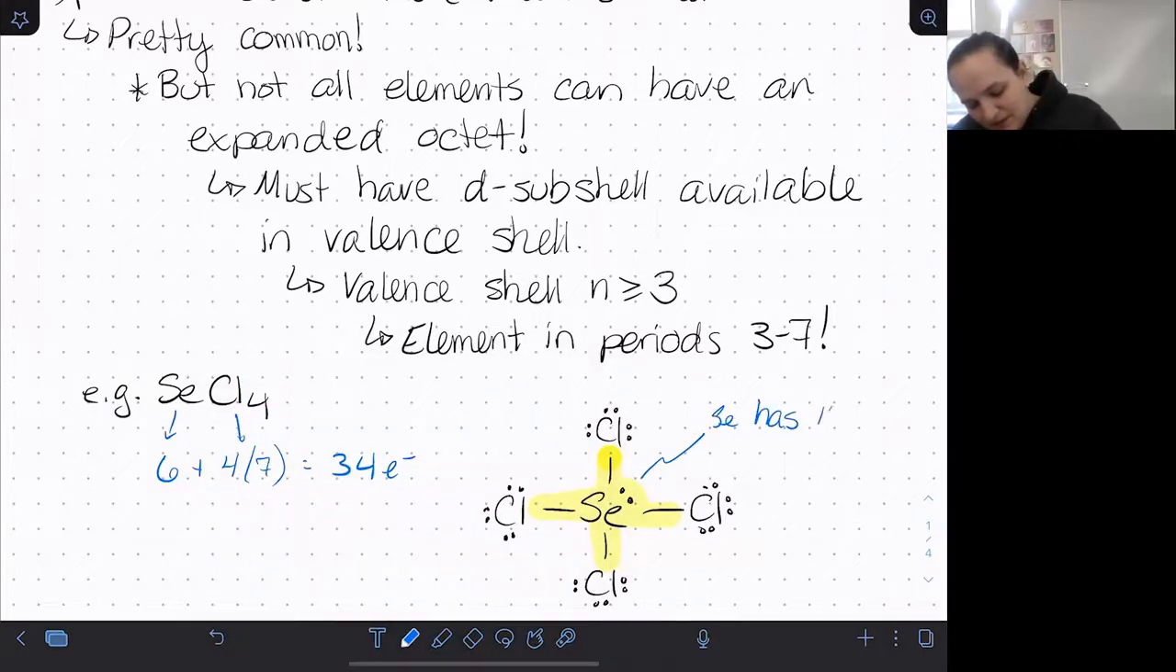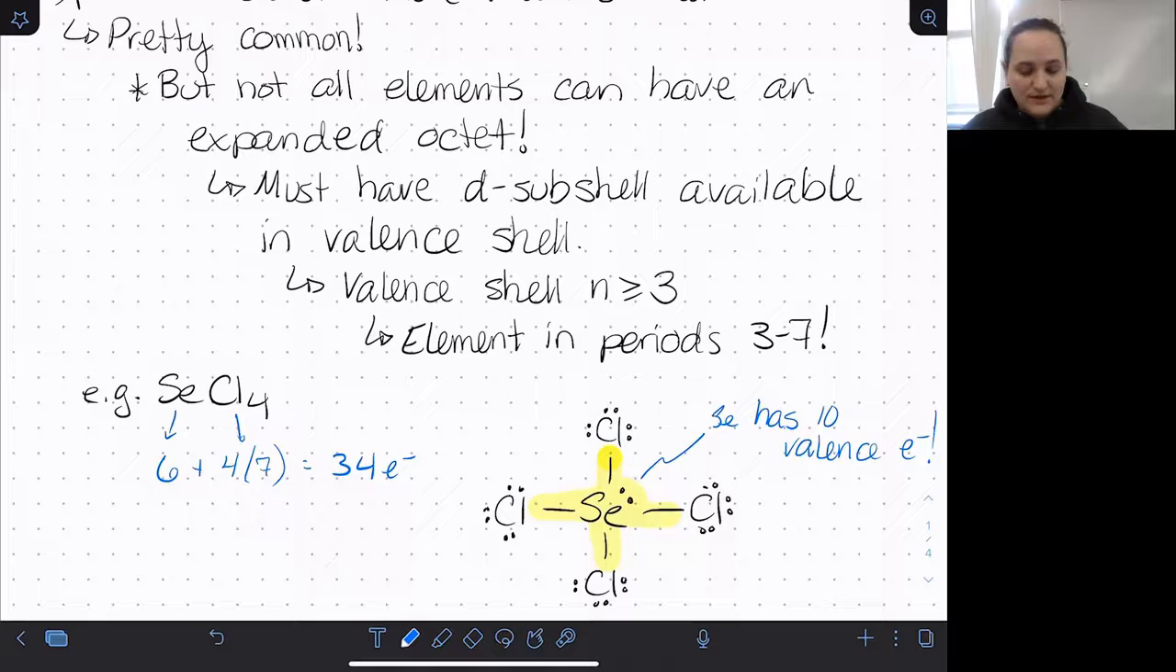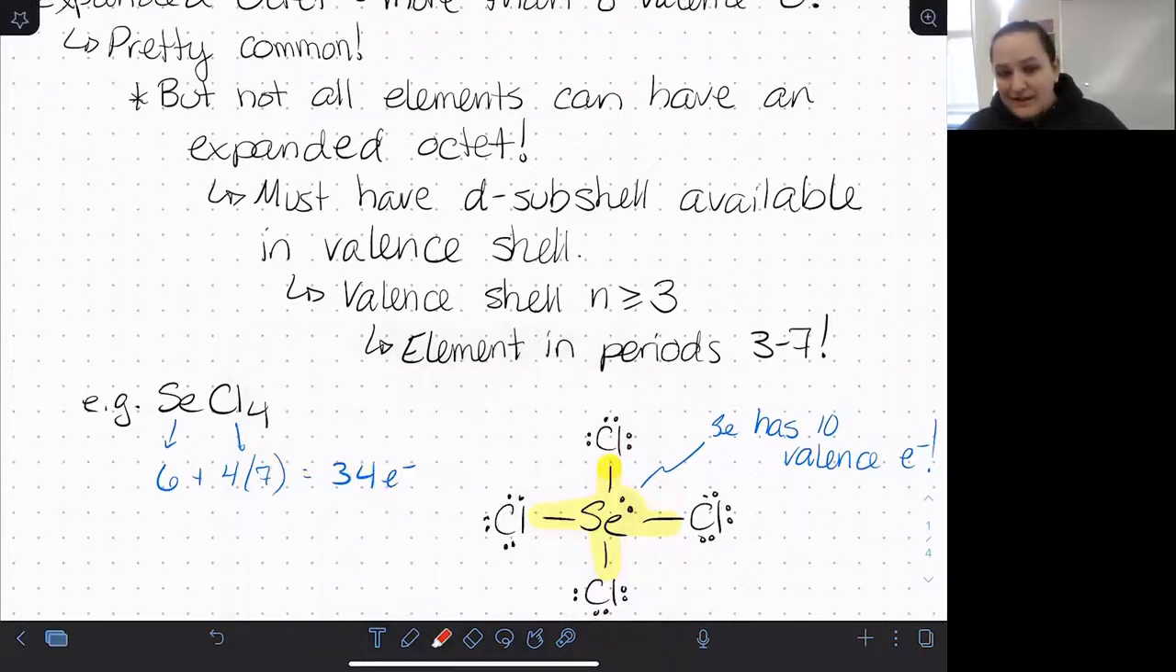That is what we mean when we say something has an expanded octet: it ends up with more than 8 valence electrons, and again, that's fine for a lot of things. All of our other atoms here, the chlorines, each have 3 lone pairs and have access to the electrons in this bond for a total of 8. The selenium has those 4 bonds plus its lone pair for a total of 10. So when you have extra electrons to place, don't be afraid of expanded octets, as long as your element is able to accommodate it.